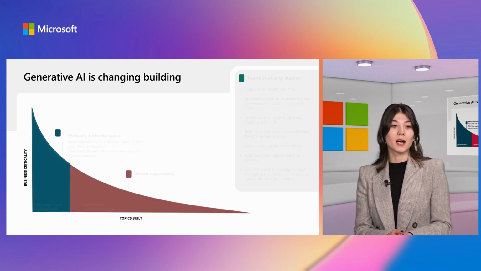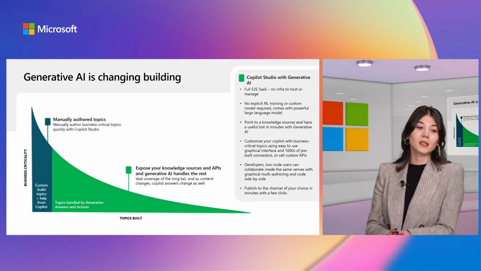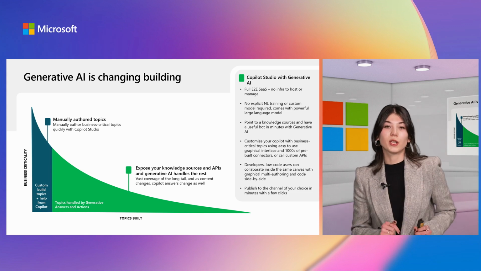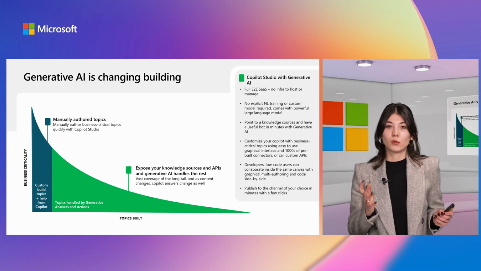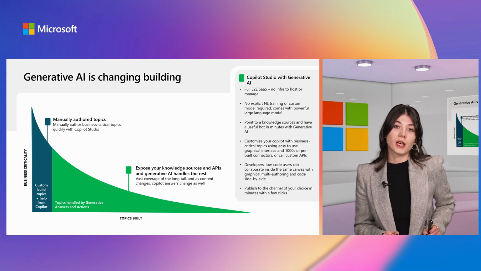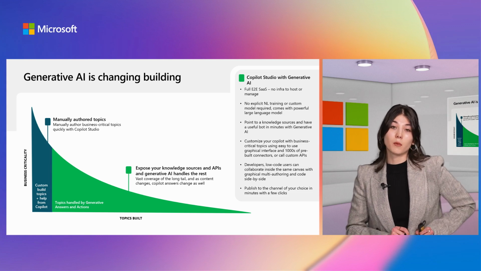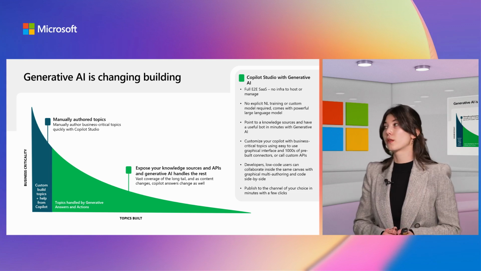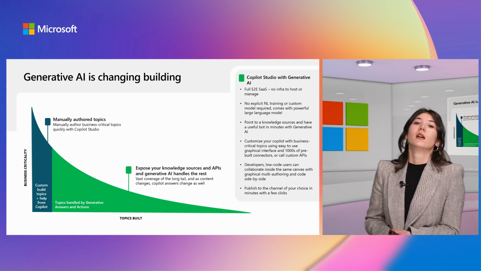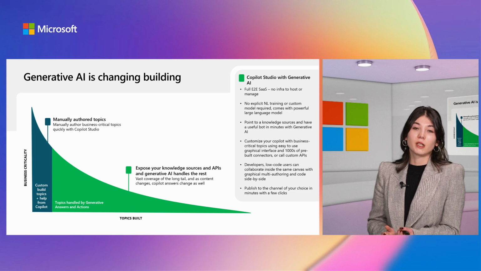Whereas what we're seeing now with generative AI is the possibility to have authored topics, so 20% of authored topics that you want to hard code, and then really 80% of questions that would be taken by generative AI with very concrete responses based on your data knowledge and data sources.